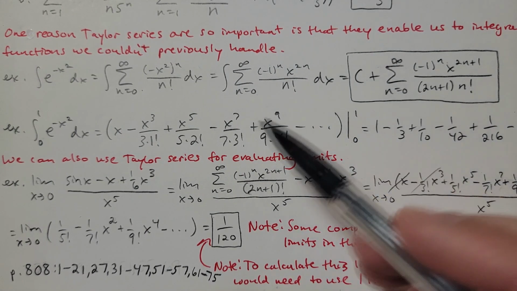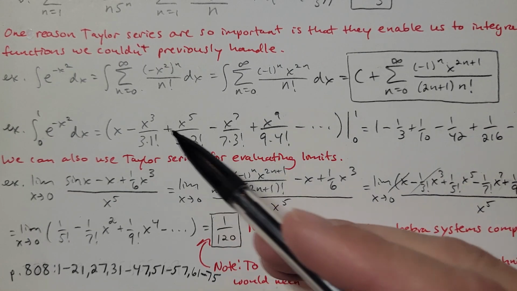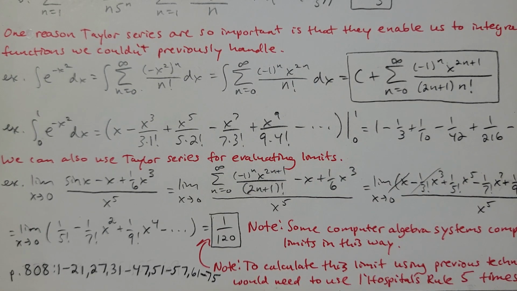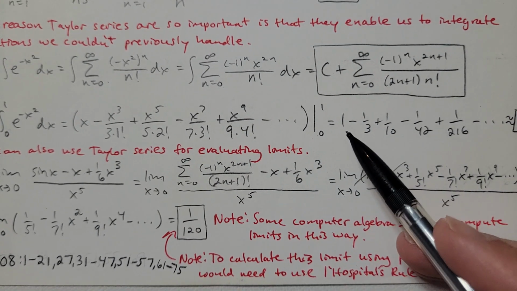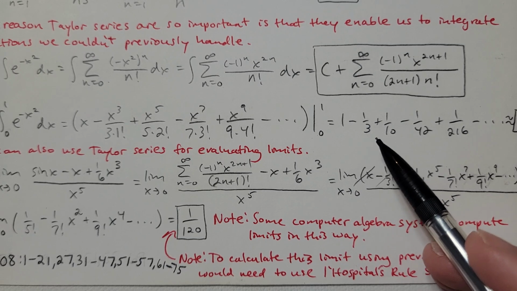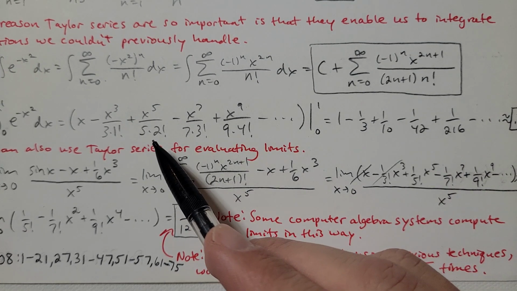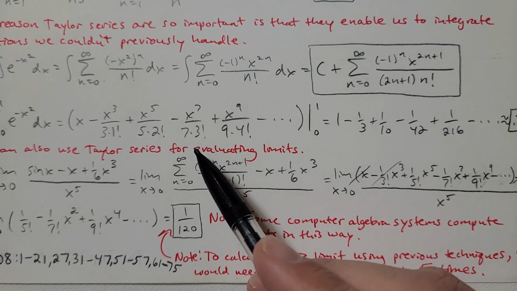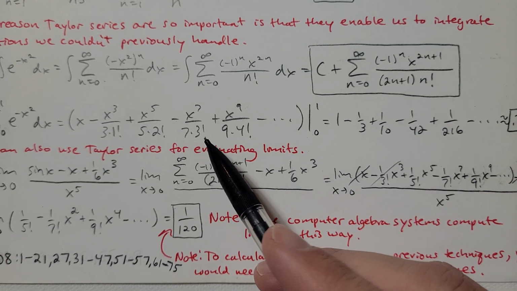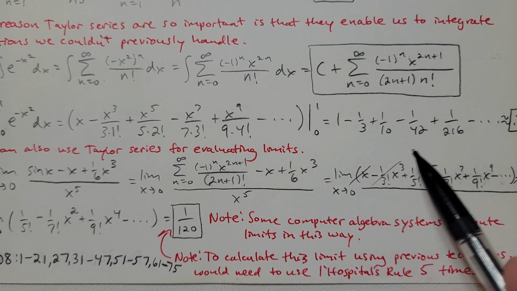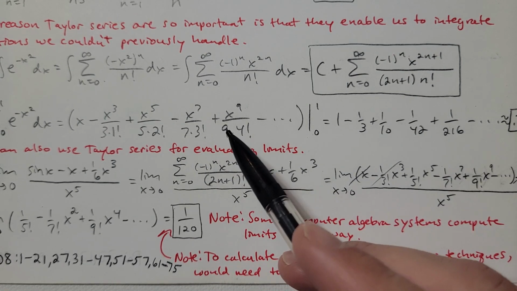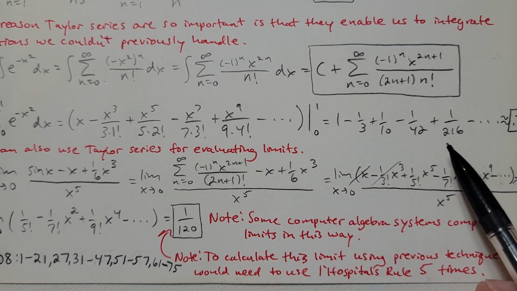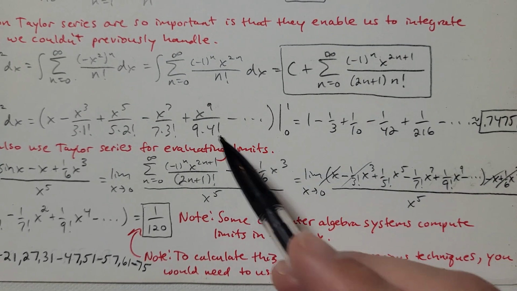So now I can plug in the bounds. But by the way, when I plug in 0, all infinitely many of these terms are going to be 0. Right? So all I have to do is plug in 1. And when I plug in 1, I get 1 minus 1/3 plus 1 over 5 times 2, which is 10, minus 1 divided by 7 times 6, that'd be 42, plus 1 divided by 9 times 24, which is 216. Okay, minus, etc.